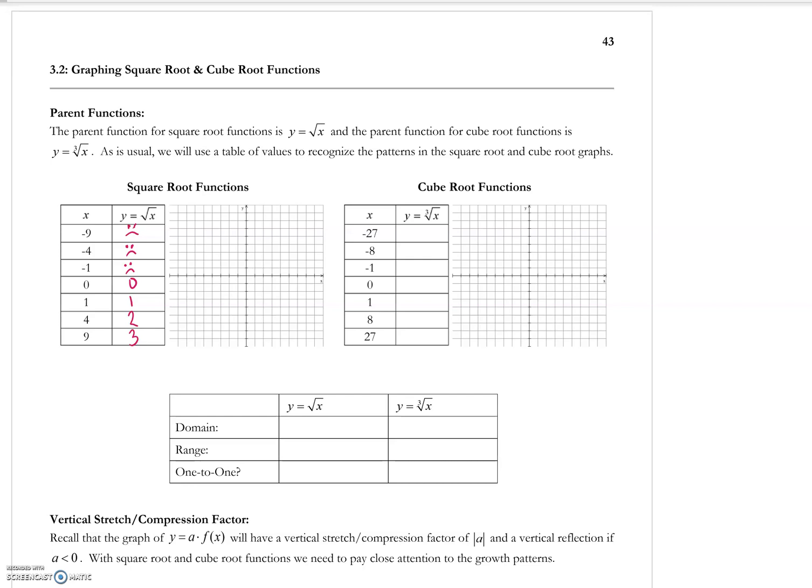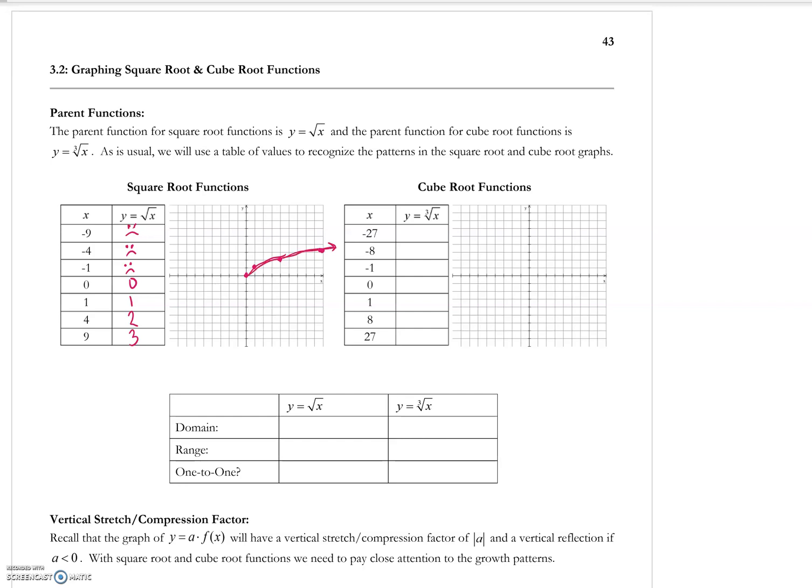When I graph these points then, I'm going to have a point at (0, 0). I'll have a point at (1, 1). Then I'll have a point at (4, 2). And a point at (9, 3): 1, 2, 3, 4, 5, 6, 7, 8, 9, and up 3. So our square root function is going to start at (0, 0). Again, we're not going to be allowed to have any negative x values in this parent function, but it can continue on forever to the right.